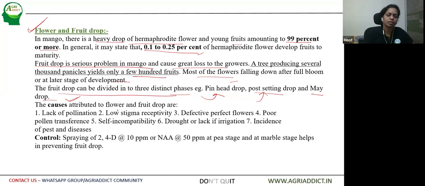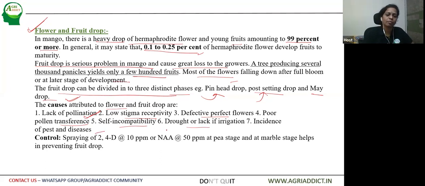Then for this flower and fruit drop, what might be the possible causes? Lack of pollination. Pollination cannot occur in all the flowers in a panicle, in almost all fruit crops, so that is why they drop naturally. Then low stigma receptivity. Then defective flowers, as the flowers may not be perfect bisexual. Then poor pollen transference. Then self-incompatibility might be a reason. Then drought or lack of irrigation. Then incidence of pests and diseases.